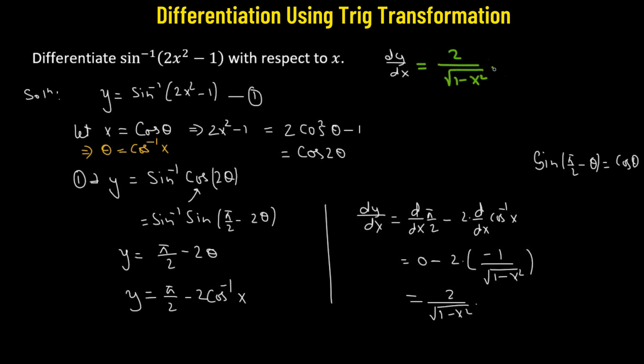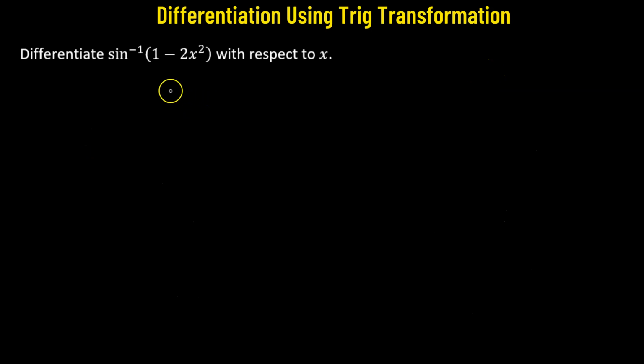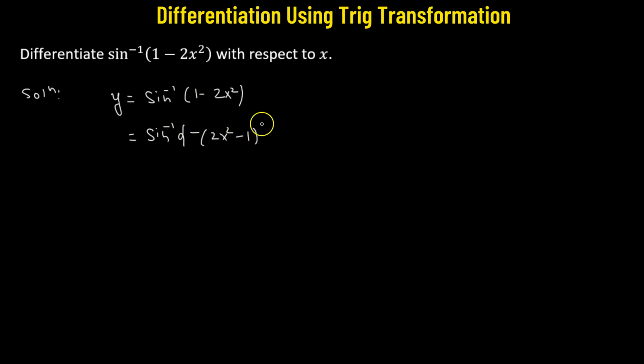Let's move on to the next problem. We'll have to find the derivative of sine inverse of 1 minus 2x squared with respect to x. So let's begin by considering y to be equal to sine inverse of 1 minus 2x squared. We'll take negative as the common factor within the parentheses. So we have negative times 2x squared minus 1.